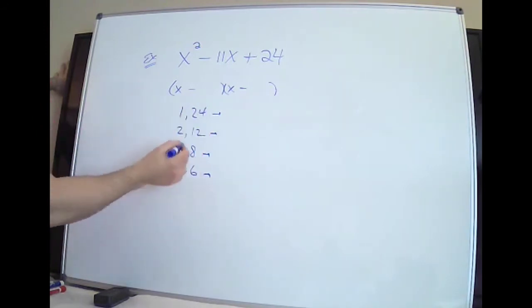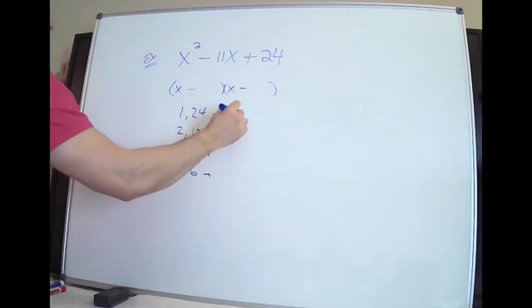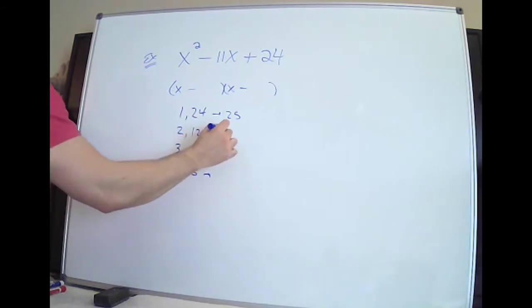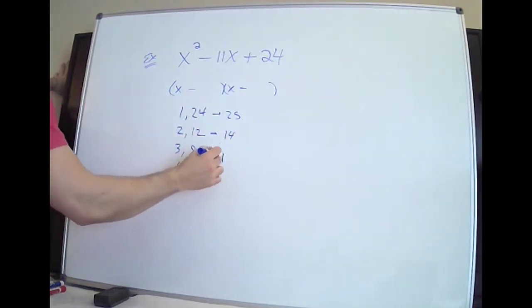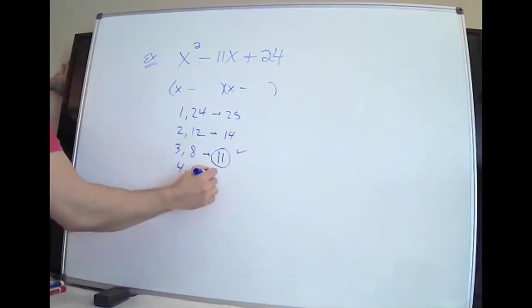Those are supposed to be arrows. 24 plus 1 is 25. 12 plus 2 is 14. 8 plus 3 is 11. Ding, ding, ding. That's my winner. 6 plus 4 is 10.